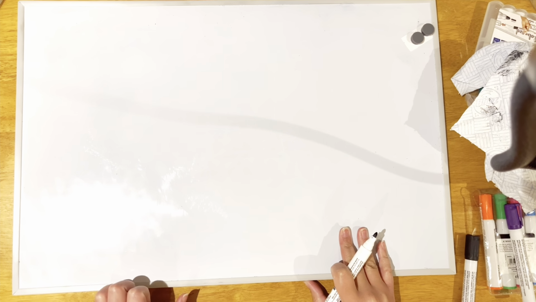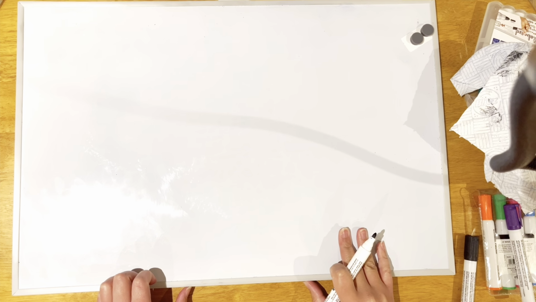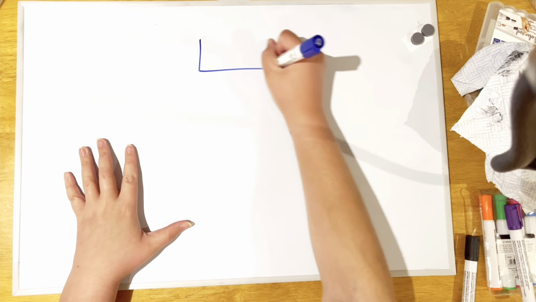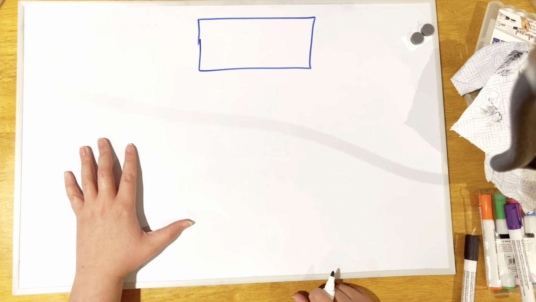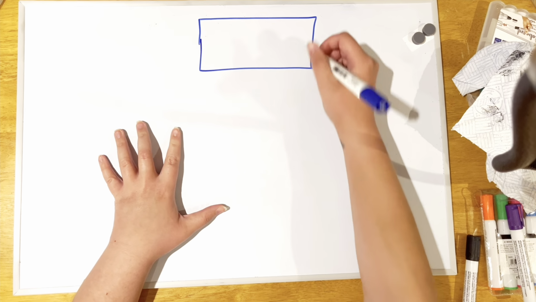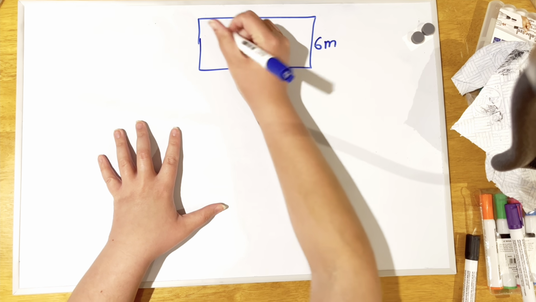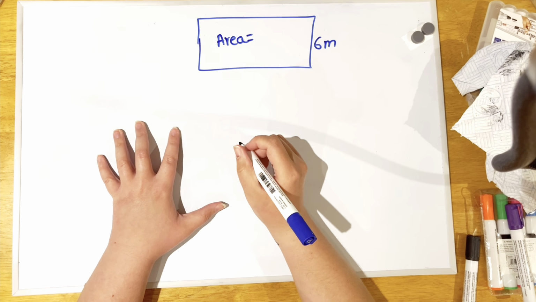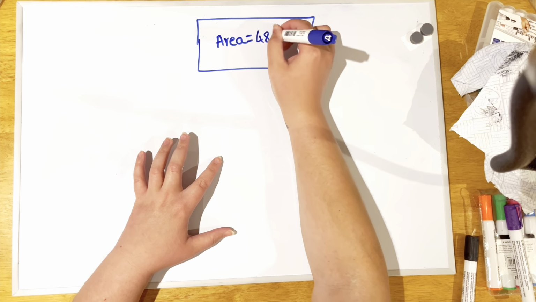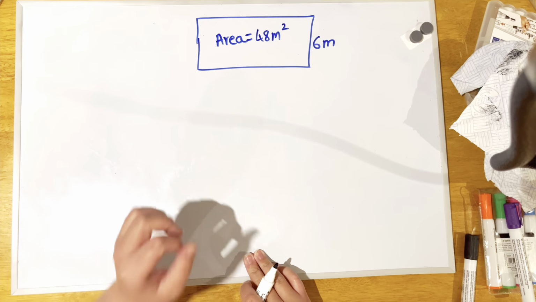So the rectangular playground has an area of 48 metres squared. So I've already got my area and I want to work out what my length is. First thing, I'm going to draw it out. So here is my playground and I know that my width is 6 metres and my area equals 48 metres squared. So what do I need to do?